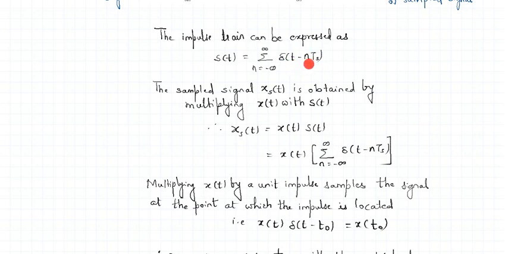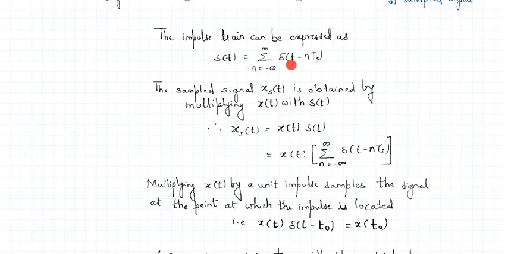So combining all these shifted impulses, we get the train of impulses. This is the mathematical representation of the train of impulses, where we have all the impulses shifted from minus infinity to plus infinity, and the summation shows that we have combined all these impulses to form one signal, which is signal s(t). Now, what is the role of this train of impulses in sampling?